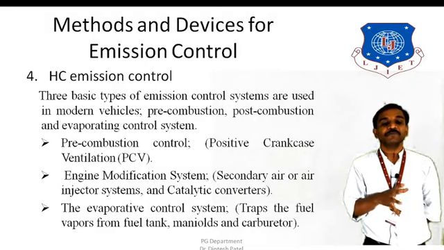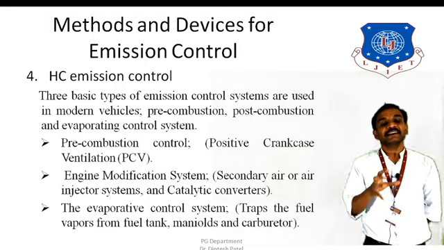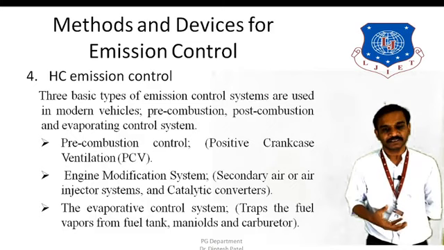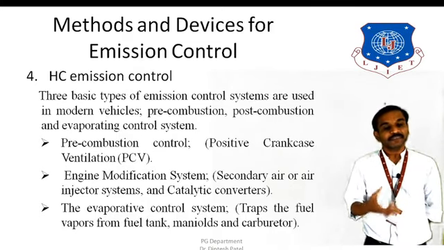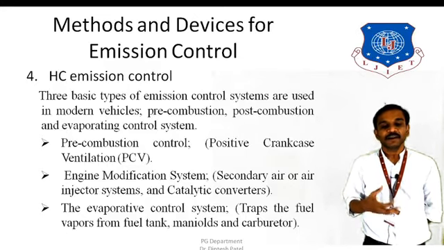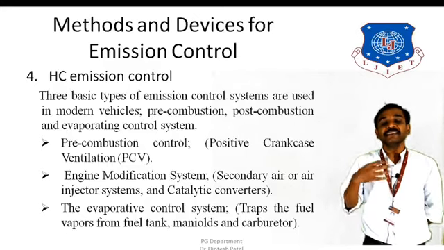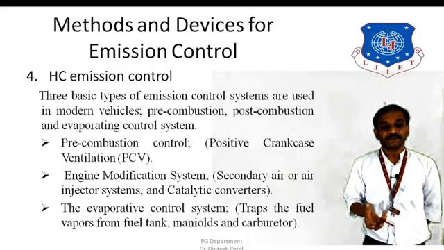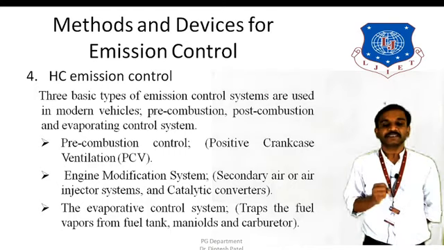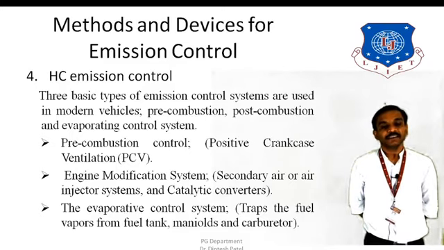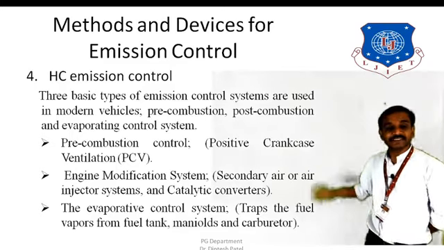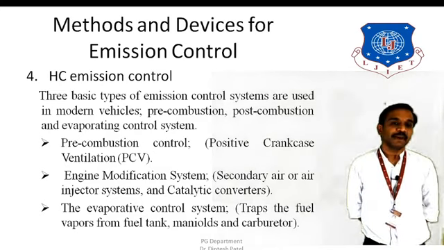fuel vapors from fuel tanks, manifolds, and carburetor, or the multi-point fuel injection system. So basically we know that a certain amount of fuel evaporates from the fuel pipeline and the fuel tank, and it may escape into the atmosphere. So if anything gets converted into vapor, then it would be trapped by the evaporative control system, and then this vapor would be supplied into the combustion chamber for ignition. So this is how we can reduce the HC emission by providing 3 different methods.